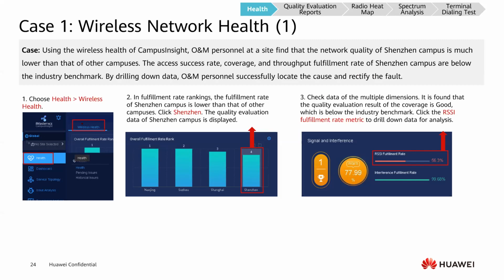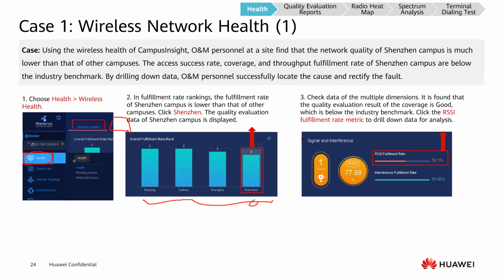So next, let's go through the process for how to check the wireless network health. First, there is a tab for the health. When you go to the health page, there is the wireless health, and behind it is the wired health. Then you can click the wireless health, and you will find you manage 4 campus networks, just like 4 sites: Nanjing, Suzhou, Shanghai, and Shenzhen. And Shenzhen is lower than other campuses, right? So you can click Shenzhen to check the detail about this site.